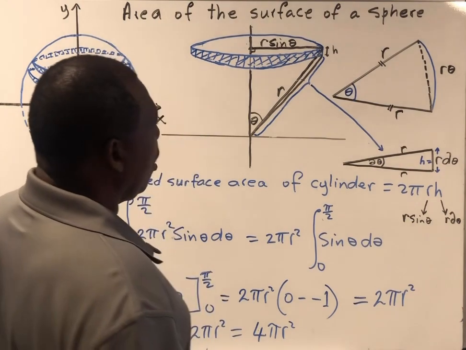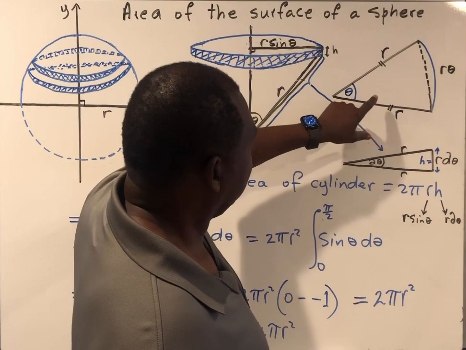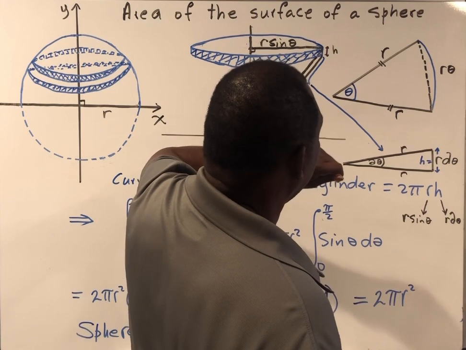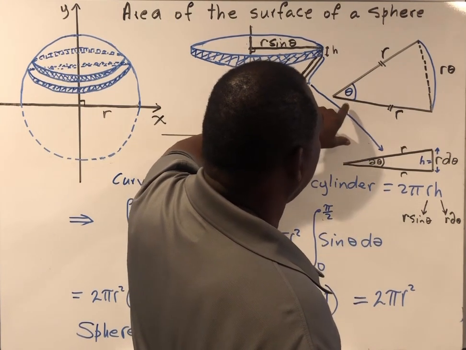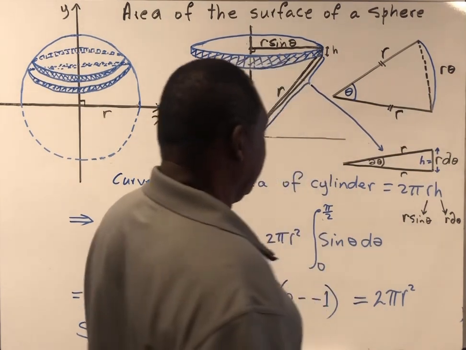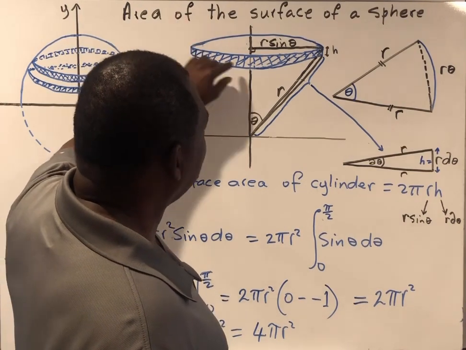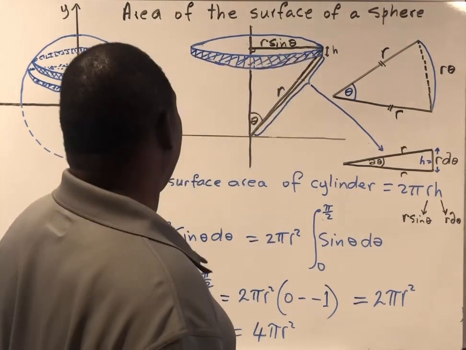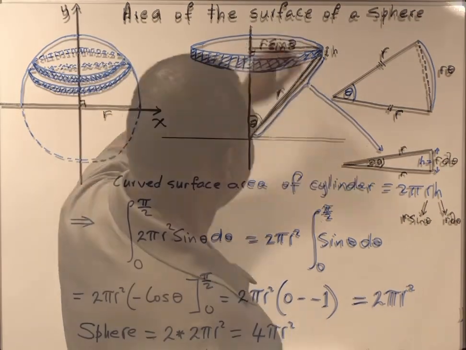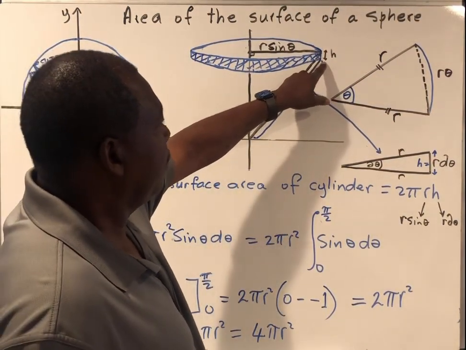Now I want you to recall that for the sector of a circle, the arc length is given by the product of the angle theta and its radius, where angle theta is measured in radians. Now we are interested in really thin slices of the hemisphere. And as we approach those really thin slices, let's examine the height h of the cylinder.